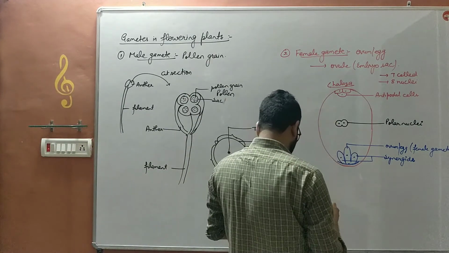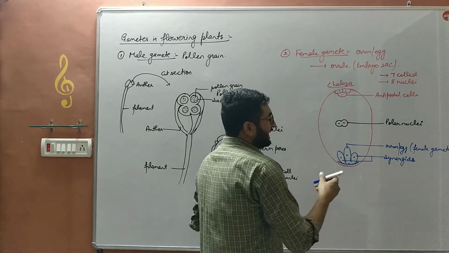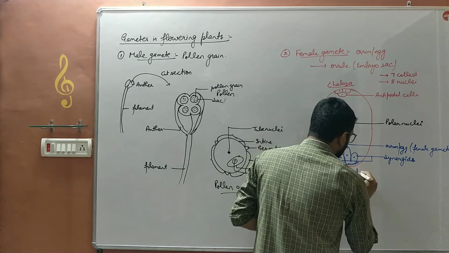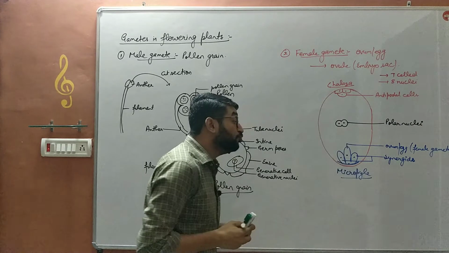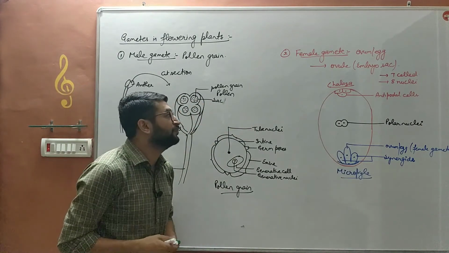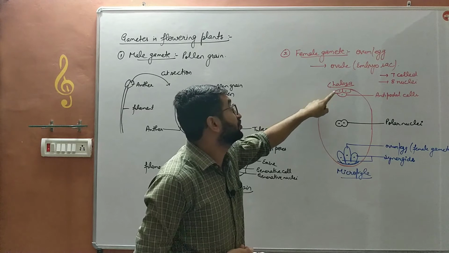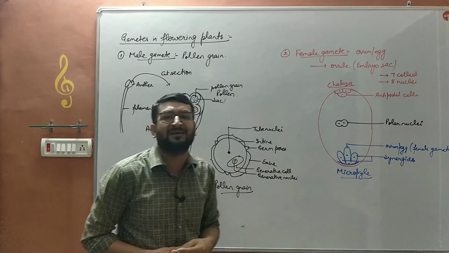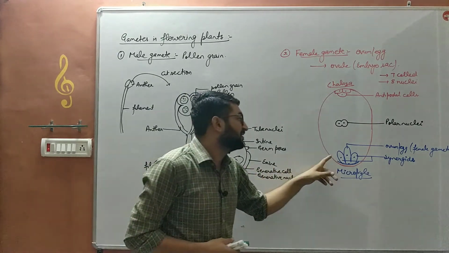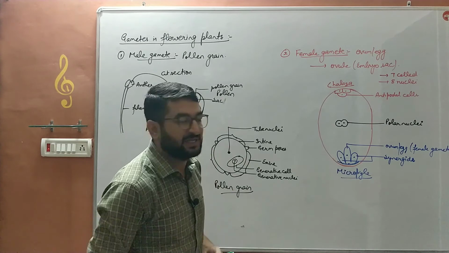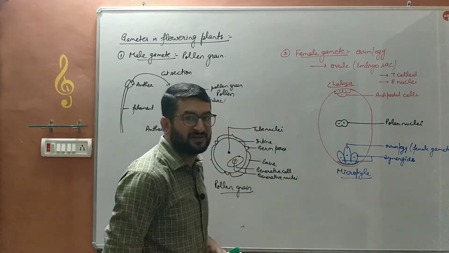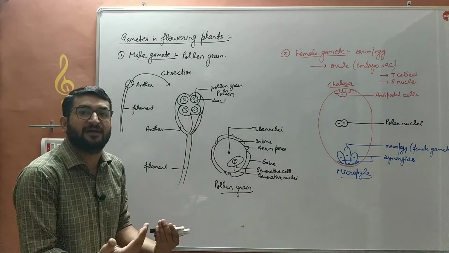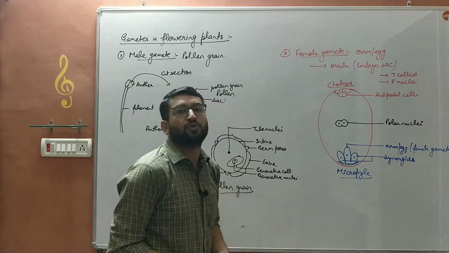So this is the embryo sac. The end at which the egg is present is known as micropyle. So there are 2 ends of an embryo sac or ovule. One is the chalazial end at which the antipodal cells are present, and the other end is known as the micropylar end or micropyle at which the egg or ovum is present. In the center, the binucleate structure is present. Bi means 2. Nucleate means consisting of nuclei, which is known as polar nuclei.